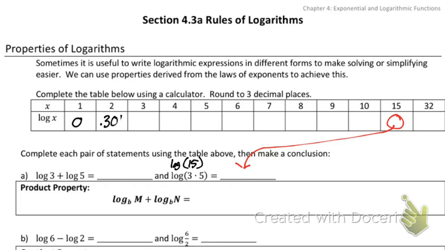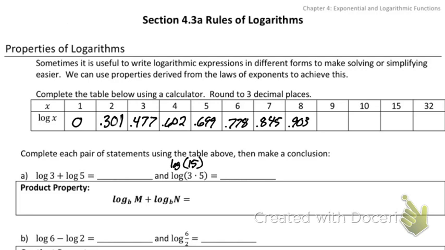And while you guys are doing that, I'm going to hand out what I got. For log base 10 of 3, I got 0.477, log of 4, 0.602, log of 5, 0.699, then I got 0.778, 0.845, 0.903, 0.954. 10 is just 1. 15 is 1.176. And finally 1.505.